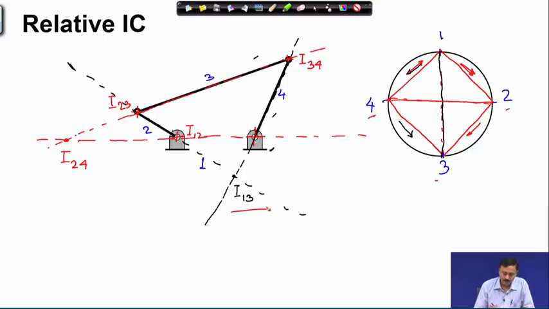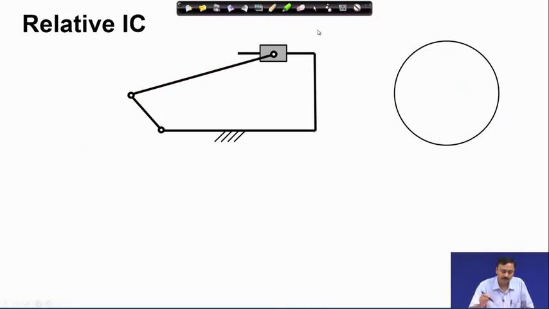So, I have found I13 and I24, which were unknown, using the Kennedy-Aronhold theorem and this circle diagram. The circle diagram helps you to keep track of the bodies, the links, and to search for paths which connect two points or two links. So, let us proceed further.